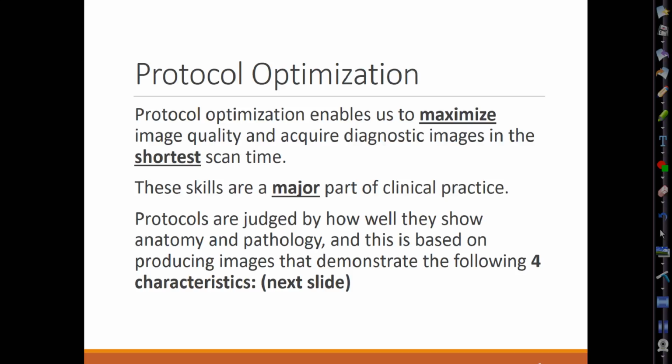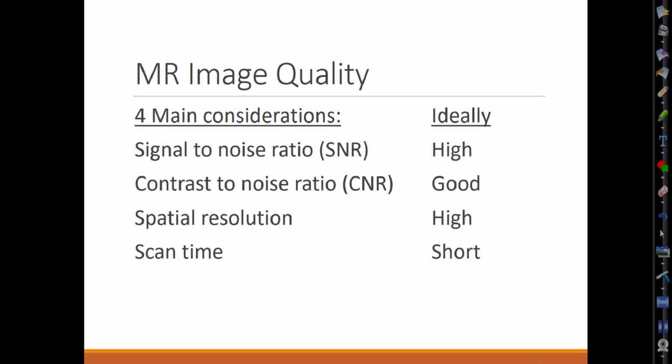So our protocols, once again, are judged by how well they show anatomy and pathology, and this is based on producing images that demonstrate the following 4 characteristics. So we're constantly balancing between these 4 things. So we've got signal to noise ratio, and ideally we would want that very high.